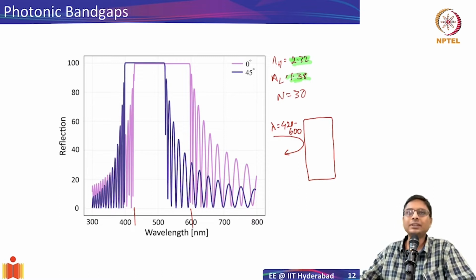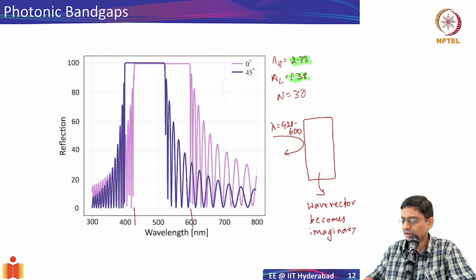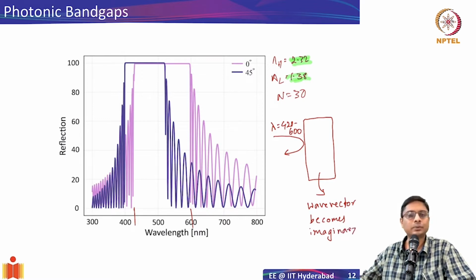Why is it getting reflected? The reason is that those particular waves do not have a real K vector in the material. So I can think of this material as having an imaginary K vector at those wavelengths. So the wave vector becomes imaginary. That means the wave is evanescent, and that's why you see that the light reflects.